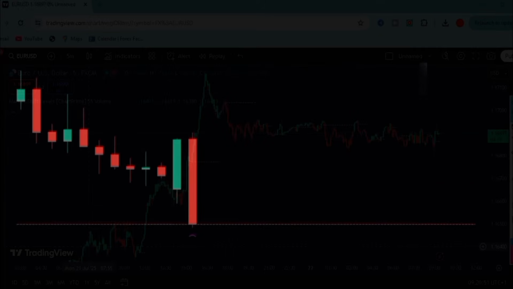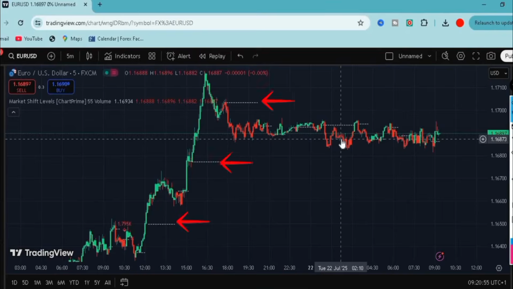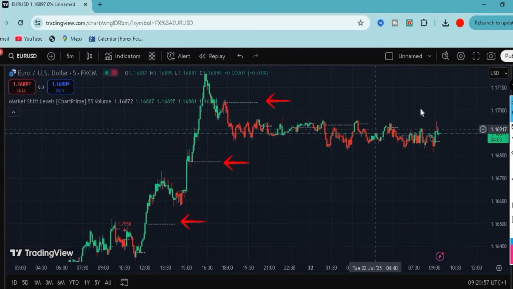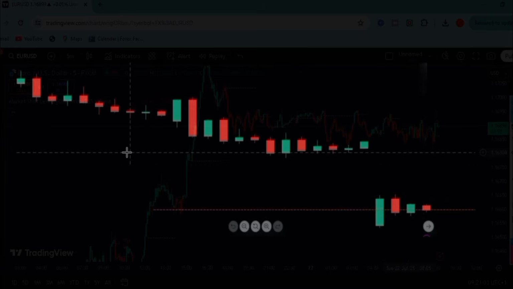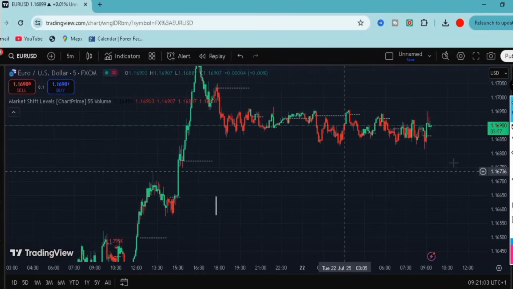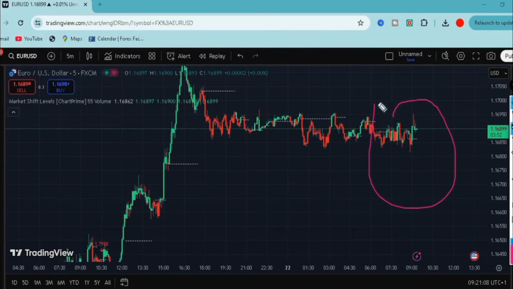And so guys, I found this indicator by ChartPrime that is said to mark all the shift levels for you. And basically guys, it's something that has really made me love this indicator. It is the fact that it is plotting this right in real time, guys. As you can see on the live market over here, we have a level that you can really use to know where the market is really heading to.